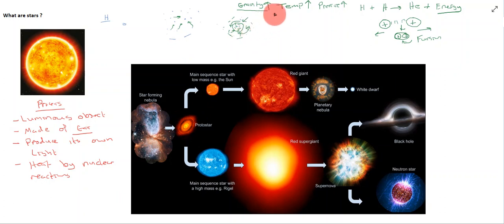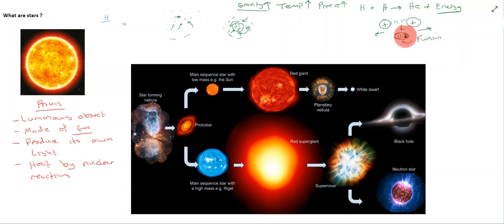Now, if these conditions are just right, so if there's enough gravity and the temperature is right and there's enough pressure, the energy will actually push hydrogen atoms, the nuclei of hydrogen atoms, together, and it'll overcome the natural tendency of these repulsive forces.